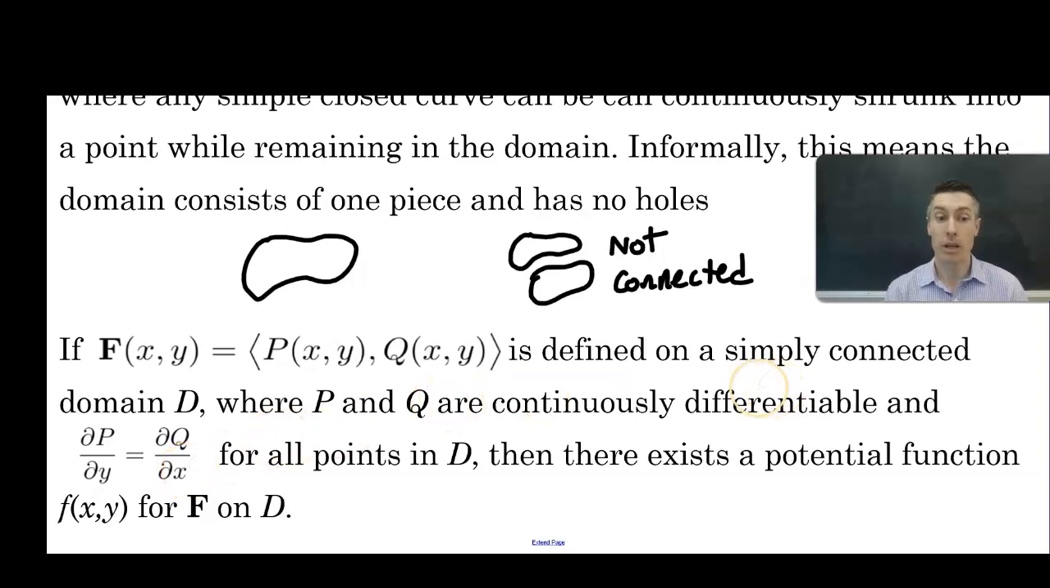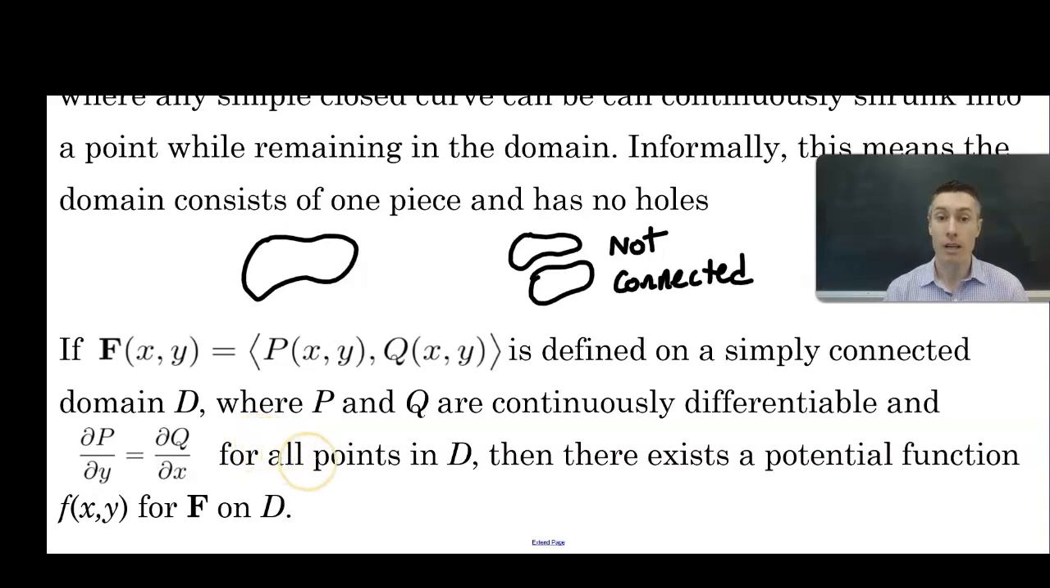You need to have a simply connected domain. The components have to be continuously differentiable on that domain, and then you can compare the mixed partials, essentially Clairaut's theorem, to see if we have a conservative vector field. And if all that checks out, then we can go about finding a potential function for the vector field.